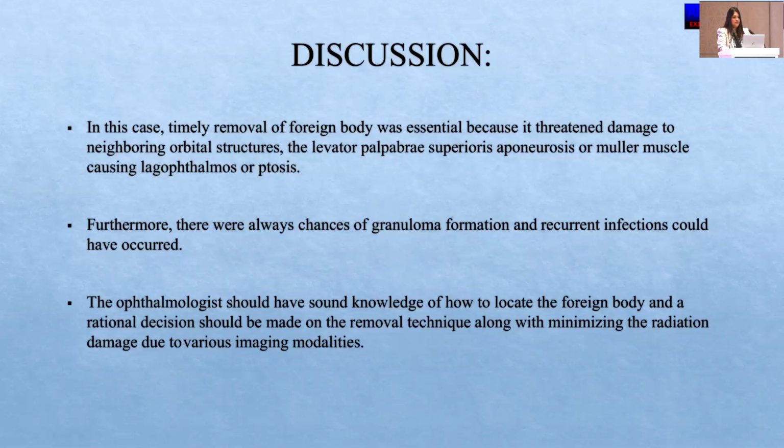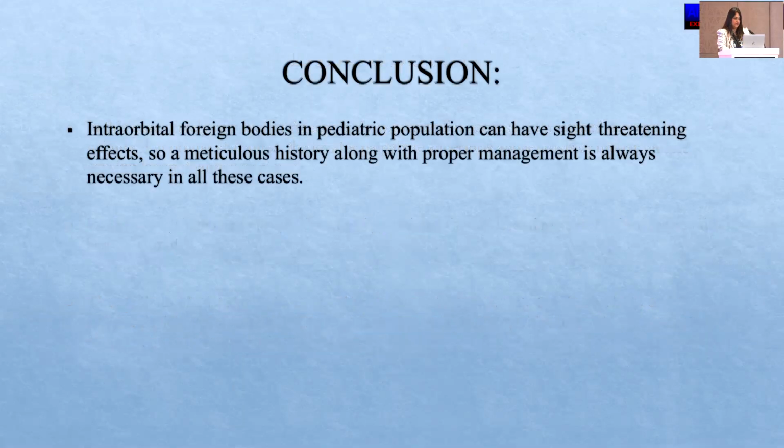In this case, timely removal of the foreign body was essential because it threatened damage to neighboring orbital structures, the LPS aponeurosis or Muller muscle, which could have led to ptosis. Furthermore, there were always chances of granuloma formation and recurrent infections. The ophthalmologist should have sound knowledge of how to locate the foreign body, and a rational decision should be made on the removal technique along with minimizing radiation damage due to various imaging modalities. To conclude, intraorbital foreign bodies in the pediatric population can have sight-threatening effects, so a meticulous history along with proper management is always necessary. Thank you.